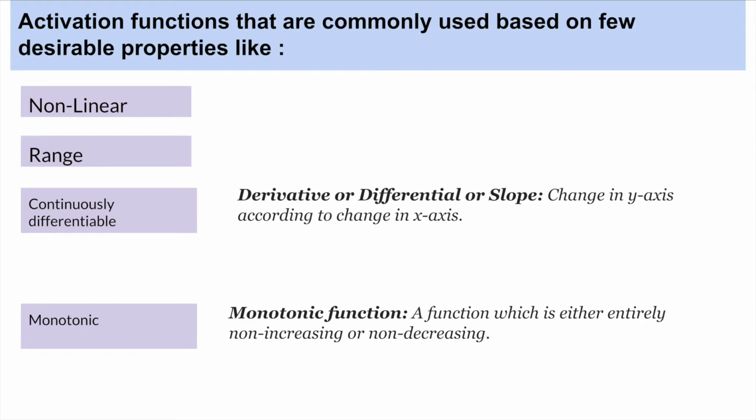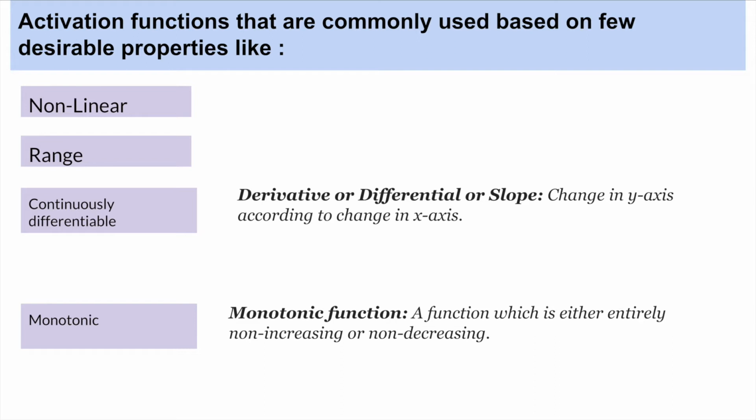The second term is range. What will be the output range of a particular activation function? For example, it could be a real number, 0 to 1, minus 1 to 1, or greater than 0. So what should the range be? Range also matters for a particular kind of neural network.